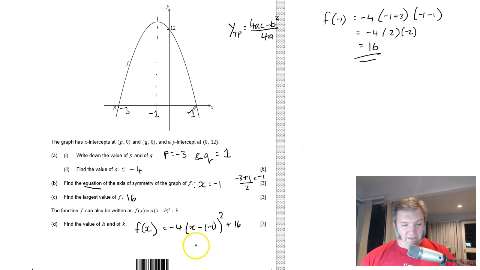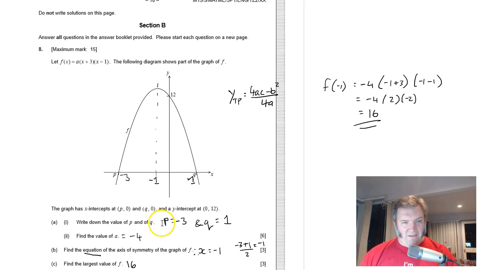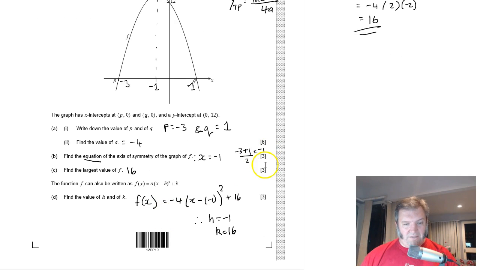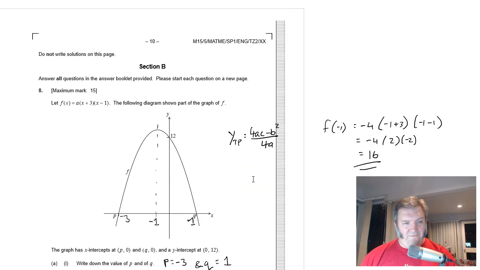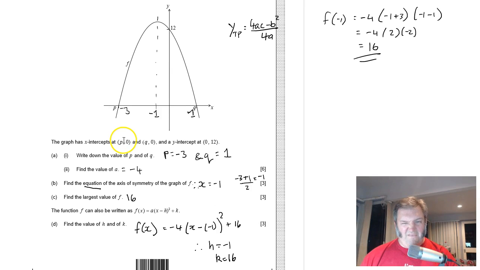So you could write it out like that, and therefore just make sure you know h equals -1, k equals 16. Make it really clear for them. Easy for them to reward you with marks. How many marks for that one? 6 and 9 make 15 marks. Done in under 5 minutes. You've got plenty of time to check your working. Make sure you do. See you in the next one, guys.